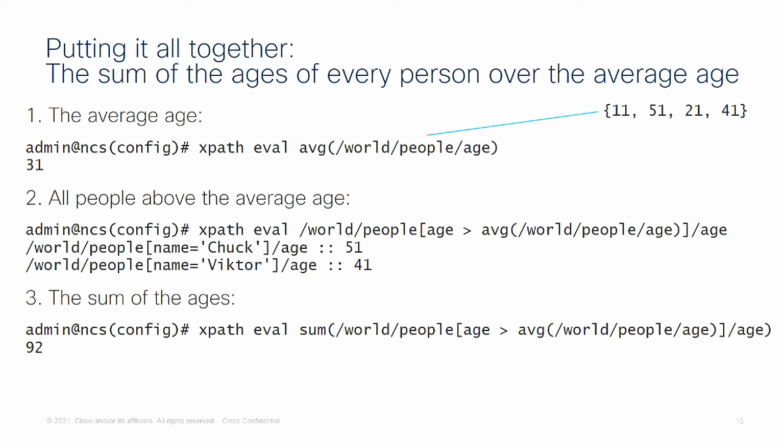So that's world people, age greater than this expression we developed in the first step. And then we add on /age to find the age of these people. We find that Chuck and Viktor are above average age. And then finally we sum it all together using the sum function. XPath eval and then the sum of that expression. And we get the number 92.